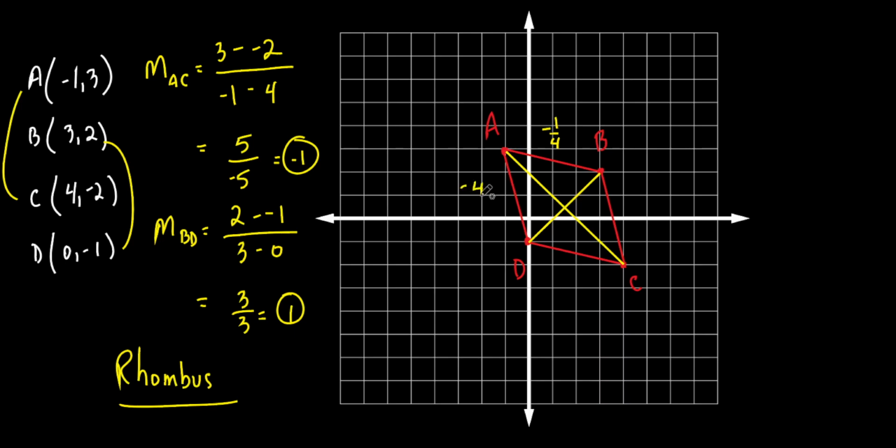That's down, though, because it's negative, correct? Over what? 1. So that's negative 4. Are they negative reciprocals? No, they're reciprocals, but they're not negative reciprocals. They're both negative slopes. So are they perpendicular? No, they're not. Make sense?